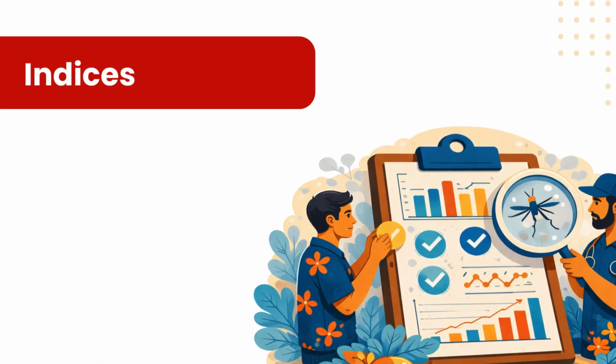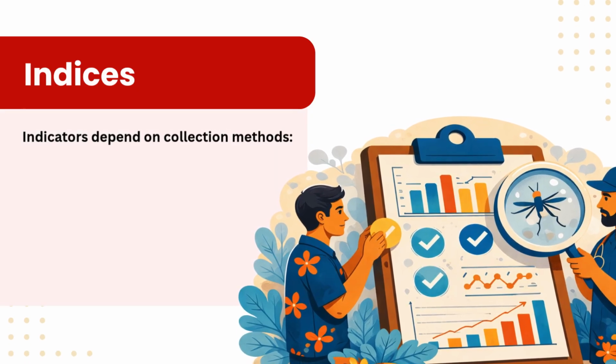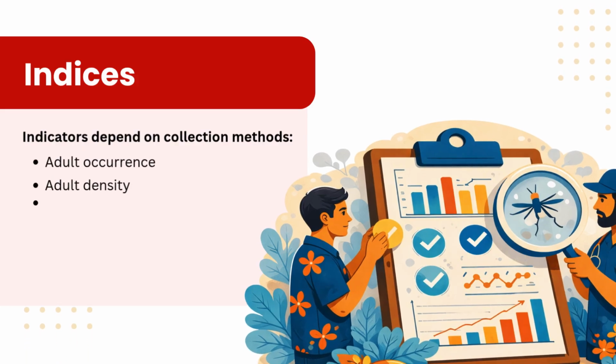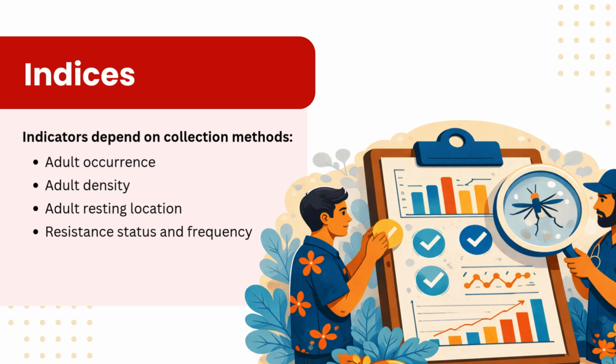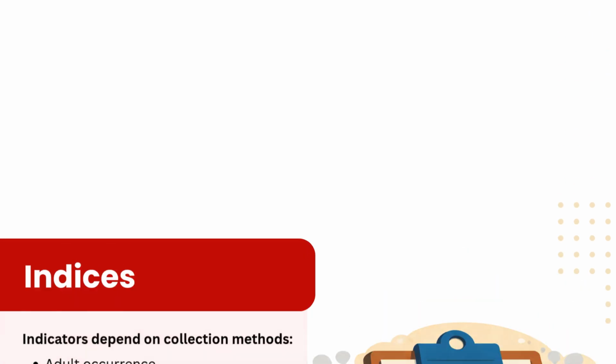Indices. Entomological indicators will depend on the targets and collection methods. These may measure adult occurrence, density, or resting location. Resistance status and frequency may be calculated. From larval collections, larval habitat availability and key larval habitats can be determined.